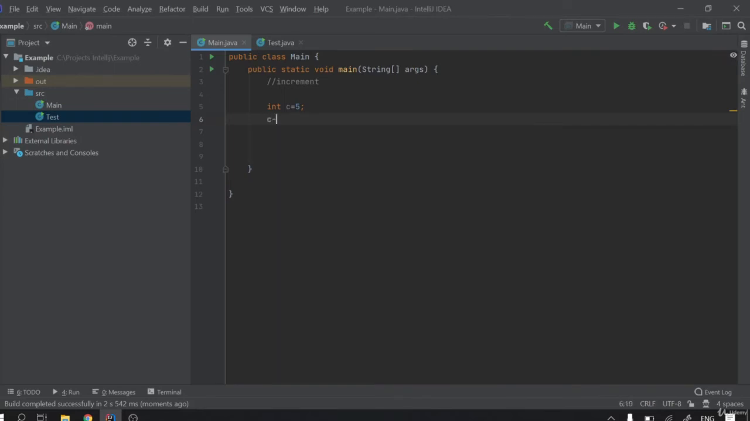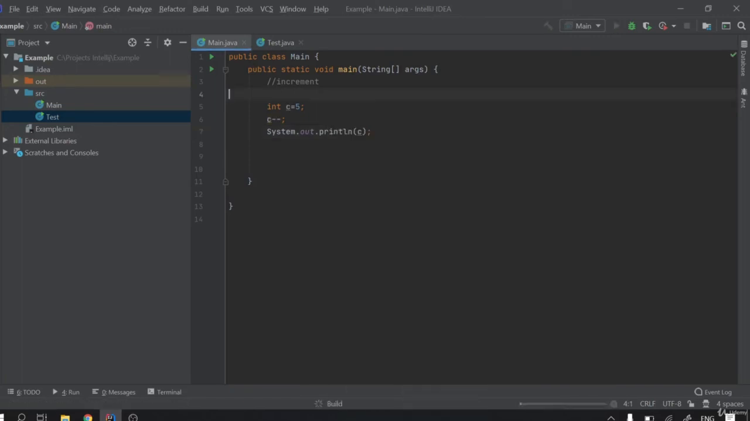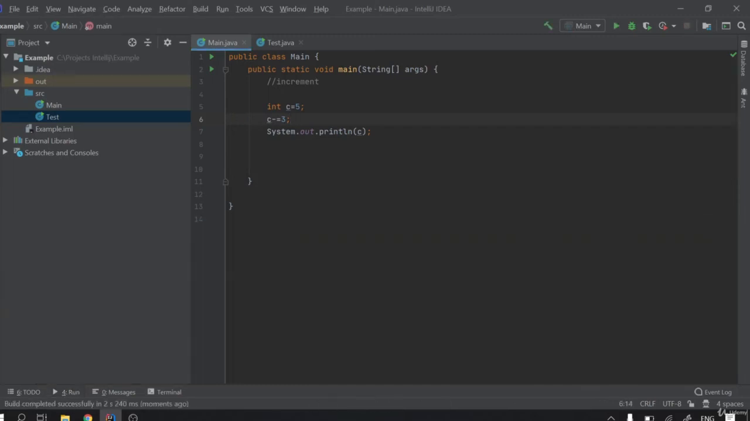So let's do this for divide, for minus, and so on. c minus minus and a semicolon. Let's run this. This is no different than before. We got this. Let's write c minus equals 3. So let's see the result. We got 2. I think, guys, it's understandable for you.